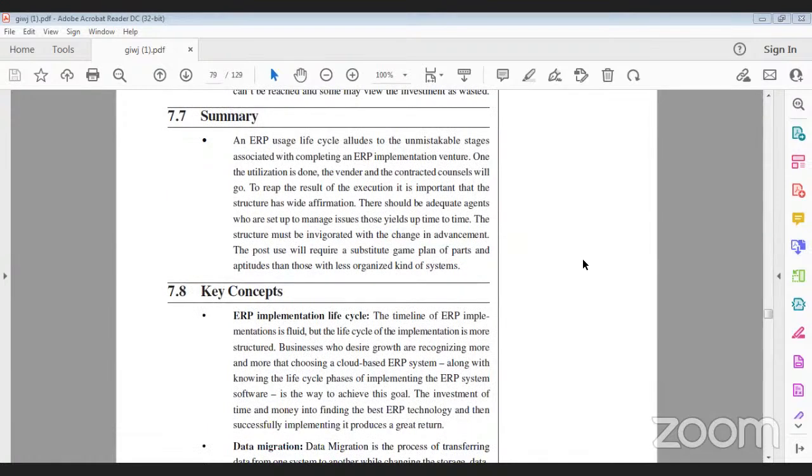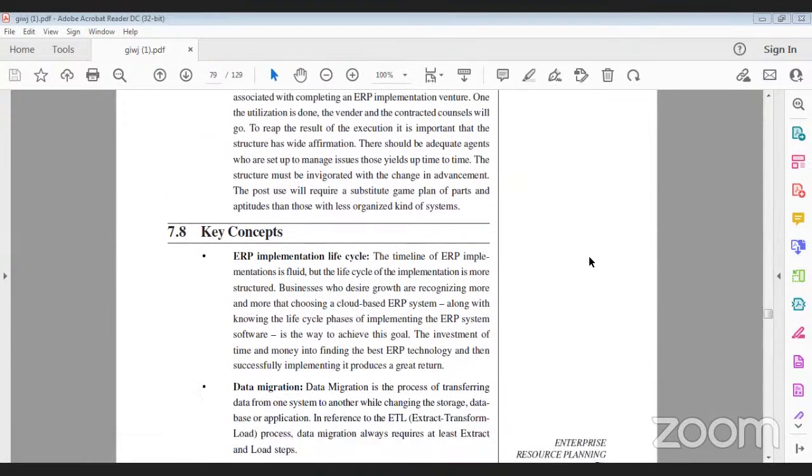There is also data migration. Data migration is the process of transferring data from one system to another while changing the storage, database or application, in reference to the ETL, that is extract, transform, load process. Data migration always requires at least the extract and load steps. Then there are some questions also.